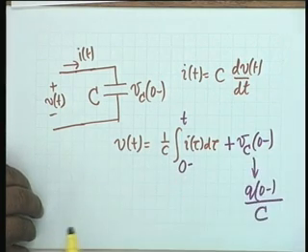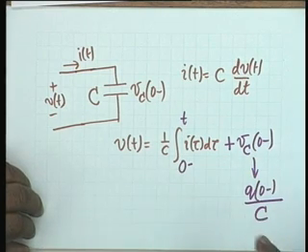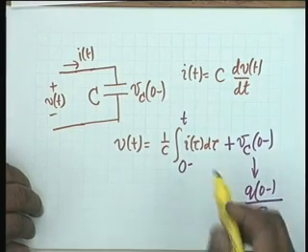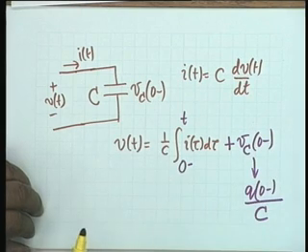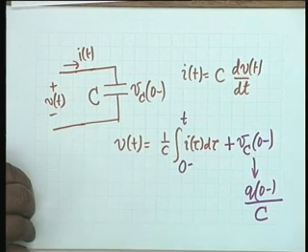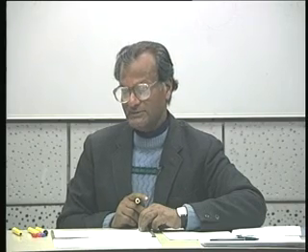Now if Vc of 0 minus is 0, and I of t does not contain any delta function, you understand the conditions, then what would be V of 0 plus? Would be 0, which amounts to the fact that a capacitor, an initially relaxed capacitor, acts as a short circuit. Voltage across it is 0, means it is a short circuit.